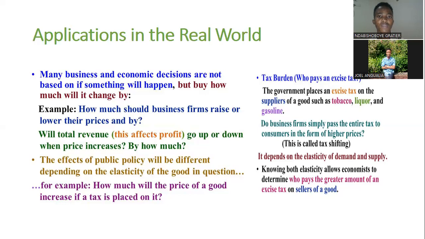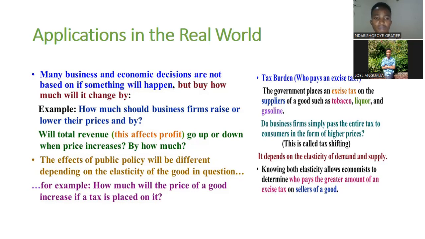Applications of what we have been looking at in the real world. Many business and economic decisions are not based on whether something will happen, but by how much it will change. For example, how much should a business firm raise or lower their prices, and by what? Will total revenue go up or go down when prices increase, and by how much?